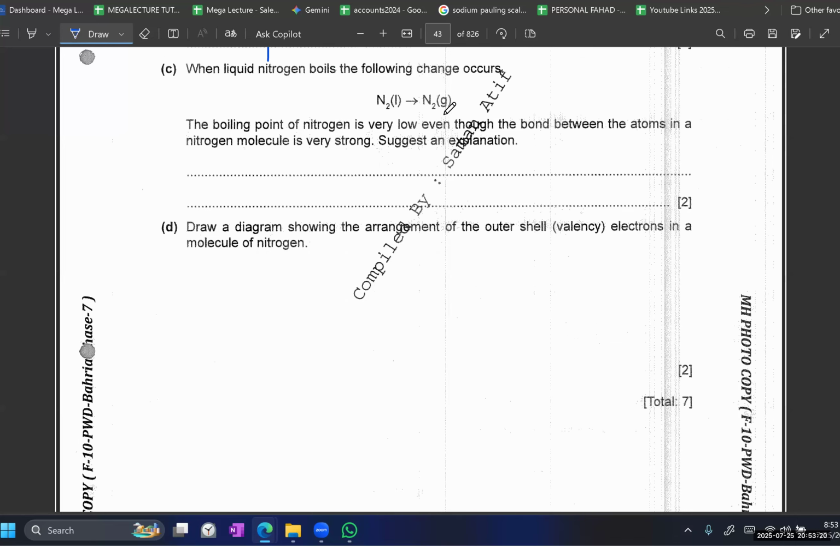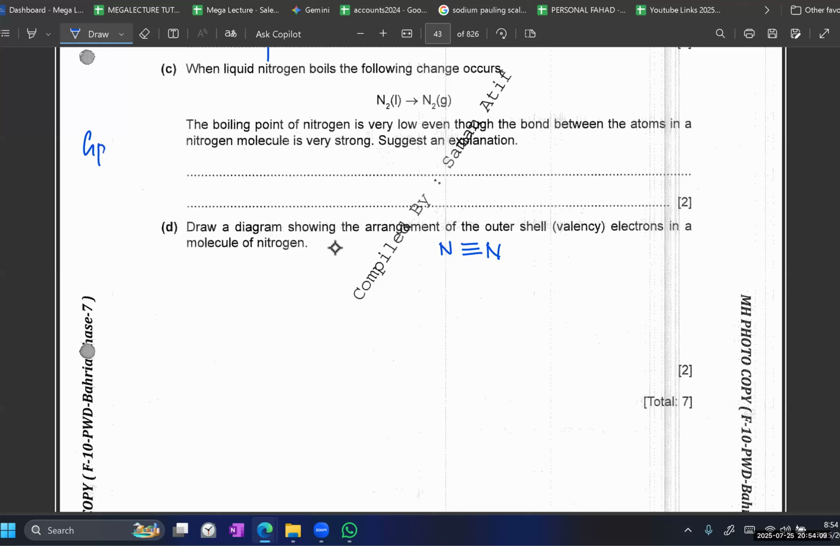The boiling point of nitrogen is very low, even though the bond between the atoms in a nitrogen molecule is very strong. Suggest an explanation. Here it is saying to draw the arrangement of the outer shell electrons in a molecule of nitrogen. First things first: nitrogen is in group 5. So how many valence electrons does it have? Group 5, so it's got 5 valence electrons. How many electrons does it need? 3. So how many bonds will it make? It's going to make 3 bonds with the other nitrogen atom, because that also wants to make 3 bonds.